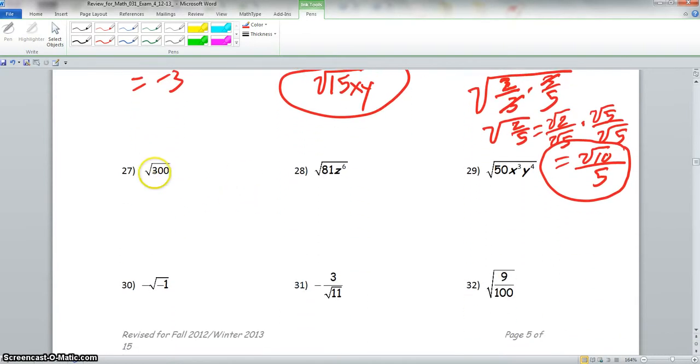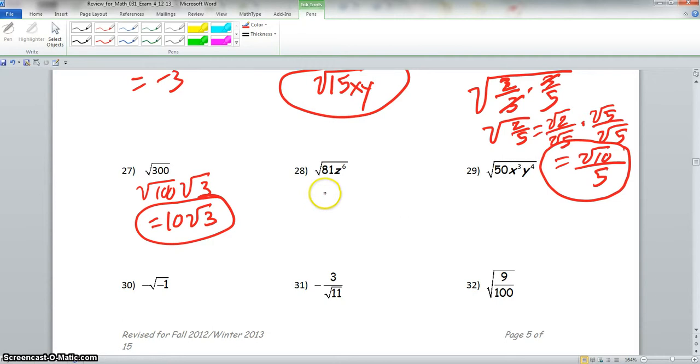Now we come to 27, the square root of 300. The highest perfect square in 300 is 100. So we have the square root of 100 times the square root of 3. The square root of 100 is 10, so we have 10 square root of 3. That is our final answer.